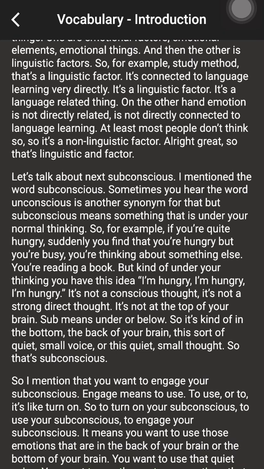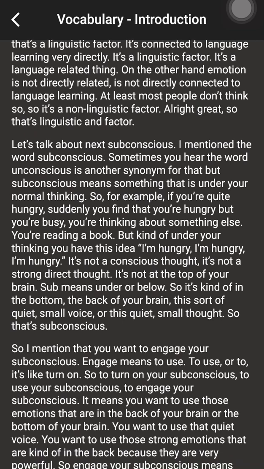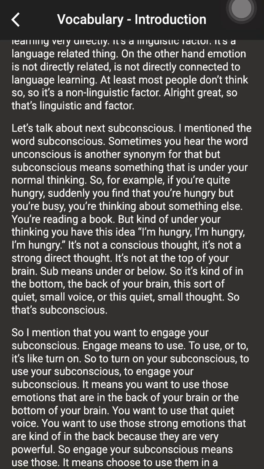Let's talk about the next word, subconscious. I mentioned the word subconscious. Sometimes you hear the word unconscious as another synonym for that, but subconscious means something that is under your normal thinking. For example, if you are quite hungry, suddenly you find that you are hungry but you are busy. You are thinking about something else. You are reading a book. You kind of have, under your thinking, this idea, I'm hungry, I'm hungry, I'm hungry. It's not a conscious thought. It's not a strong direct thought.